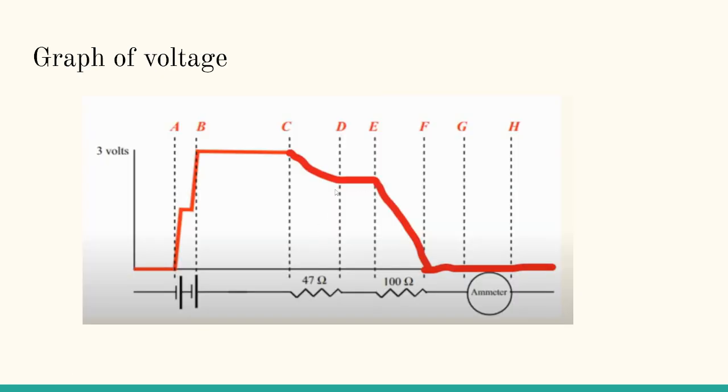Alright, so the graph of the voltage, if you graphed it out: in the beginning we had 3 volts, and from A to B it rises up to 3, and then from C it just goes down because it's 47, and at E, because it's 100, which is way more, it goes down all the way, and it means 0.02.